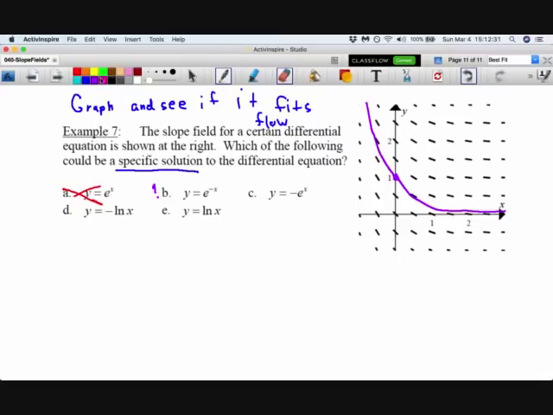It's okay to put a question mark. No one will notice. Negative e to the x. What kind of transformation does that do to our parent graph? Well, that's a reflection across the x-axis. It doesn't look so bad against many of these slopes over here. It looks really bad against this. So absolutely not C.